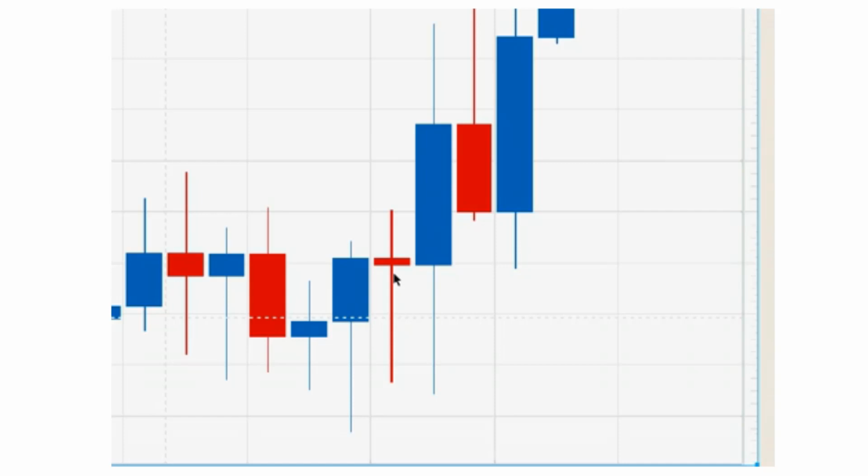A Doji near the start of a new uptrend indicates that the last of the sellers are getting out. The sellers are trying to bring the price down, but they can't maintain it. In this case, with the following blue candle, bullish candle, confirming the Doji, this Doji has a very high probability that it will be the bottom of the trend and that the trend will now resume upward.